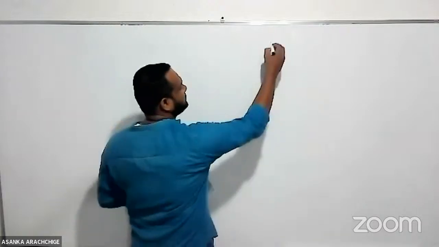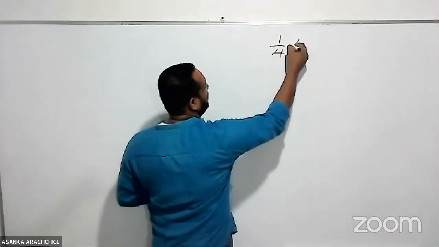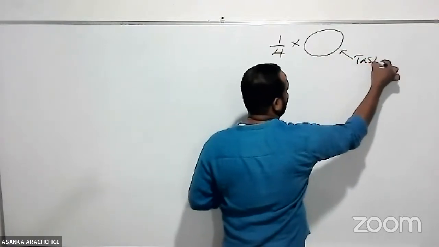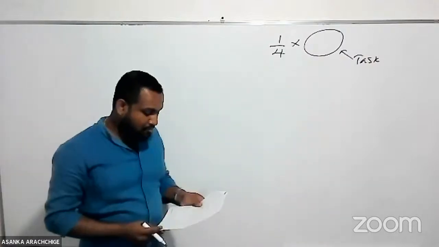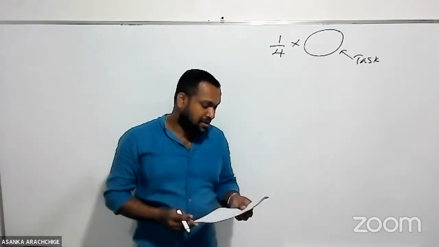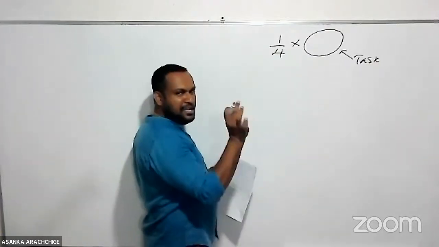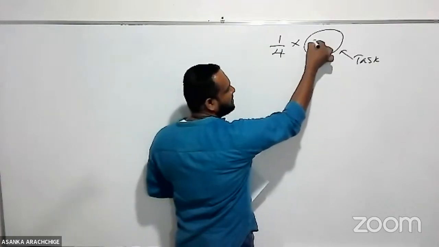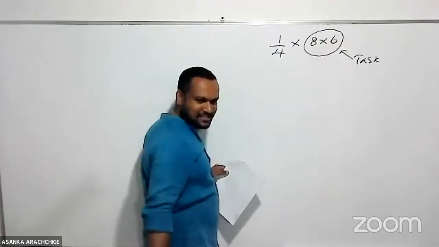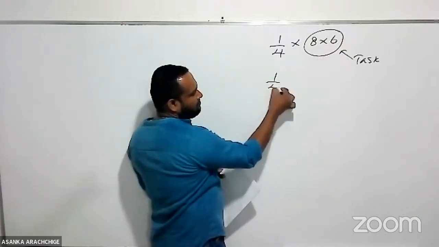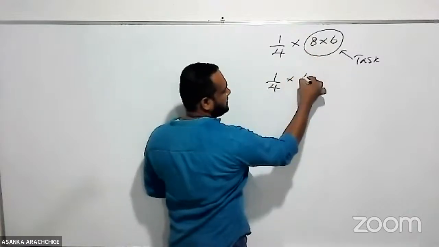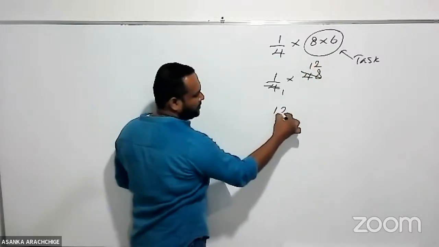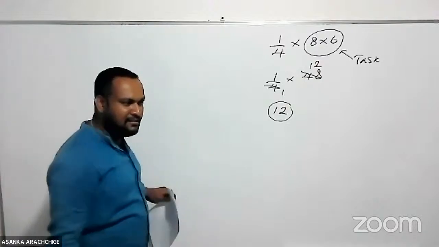1/4 of the task. This is the task, in 3 days, okay? Which 8 men take 6 days. If 8 men take 6 days for this task, the size is 8 into 6. Then the 1/4 of the task: 8 times 6 is 48, 4 times 1, 4 times 12. Therefore, the magnitude is 12 man days.